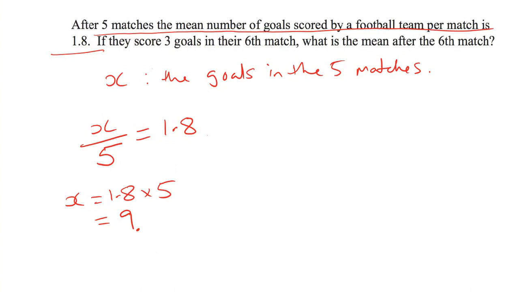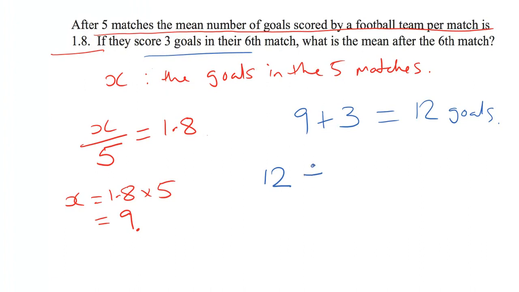So if they scored 3 goals in their 6th match, what is the mean going to be after that 6th match? Well, if we know they had 9 goals in their first 5 matches, and they scored 3 in that 6th match, then in total, over all 6 matches, they're going to have scored 12 goals. So to find the mean, we've got to add them all up. Well, we got that. That's 12. And divide it by the number of matches. And we know there were 6 matches. So we're going to do 12 divided by 6, and that is going to be 2. So our answer is the mean number of goals is 2.